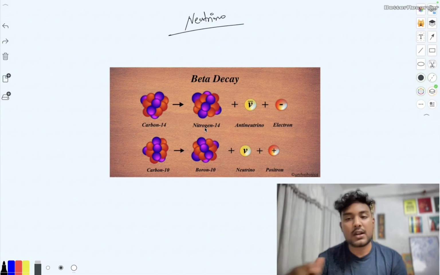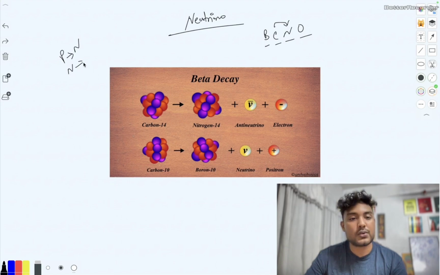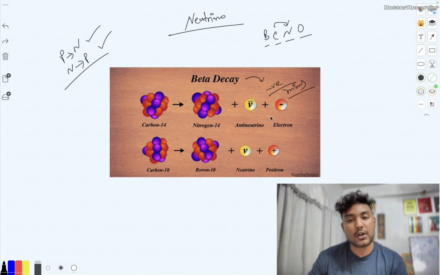What is beta decay? So there are two reactions. One is carbon 14 to nitrogen 14, and another one is carbon 10 to boron 10. If we go to the periodic table, we can find boron, carbon, nitrogen, oxygen. So beta decay actually means proton to neutron formation, neutron to proton formation. We can see carbon 14 to nitrogen 14, carbon to nitrogen. So it's negative or minus beta decay. We have two byproducts, antineutrino and electron.